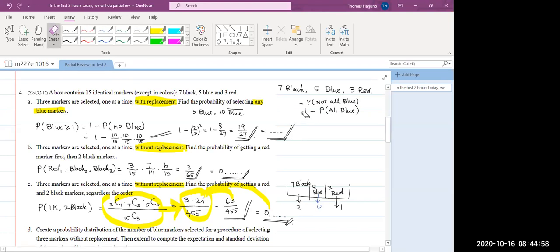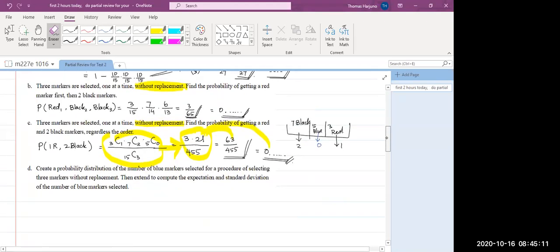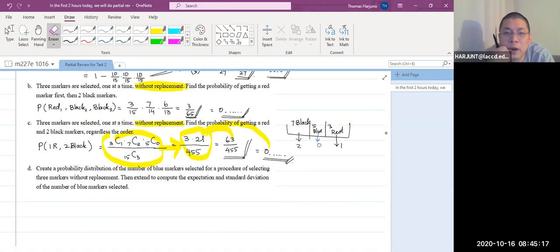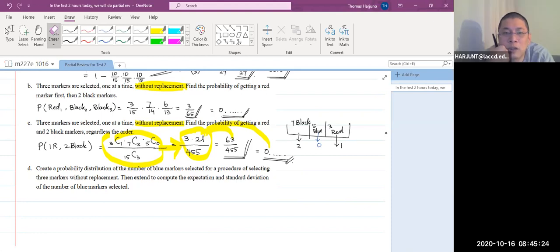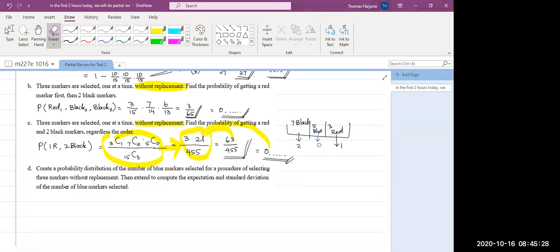And actually 63 over 455, it can be reduced. I don't know if you care about that. So for part C, 63 over 455 can be reduced to I think 9 over 65. I just used my calculator. Is it a multiple of 3? I don't think so. Is it a multiple of 7? Oh yeah, it's a multiple of 7. Thank you.